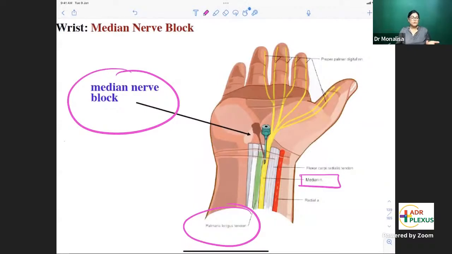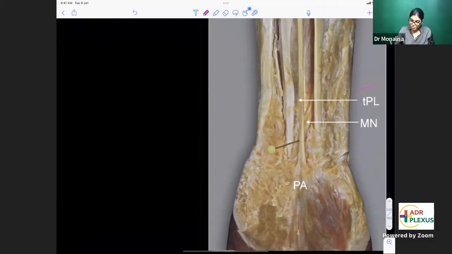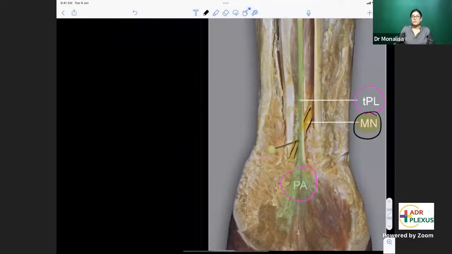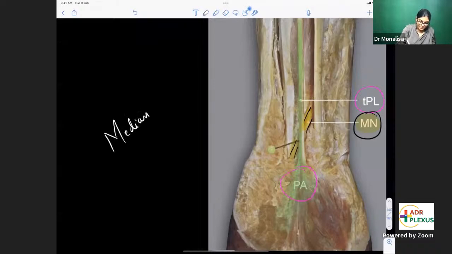I would also like to show you a cadaveric image for this. This is the tendon of palmaris longus muscle, and this slender tendon is merging with PA. What is PA? Palmar aponeurosis. Just posterior to it, the nerve which you are seeing is the median nerve. It is forming a guide for the identification of the median nerve. So median nerve is the right answer.